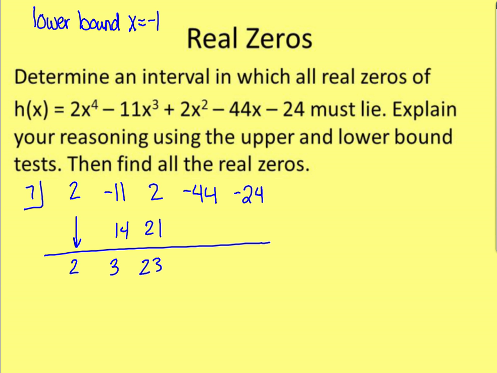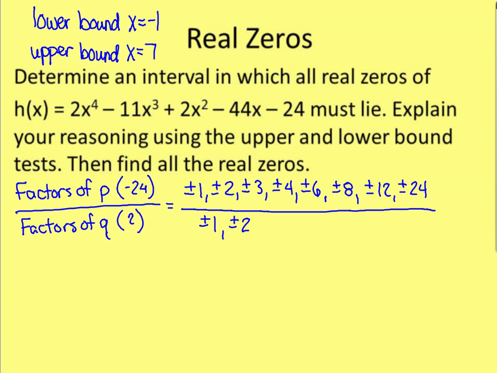7 times 23 is 161. If we add straight down, that's going to give us 117. And 7 times 117 is 819. And if we add that straight down, we're going to get 795. Now, if you notice, all of these values are positive, and we do have a remainder. So since they're all positive and we have a remainder, we do know this is an upper bound.